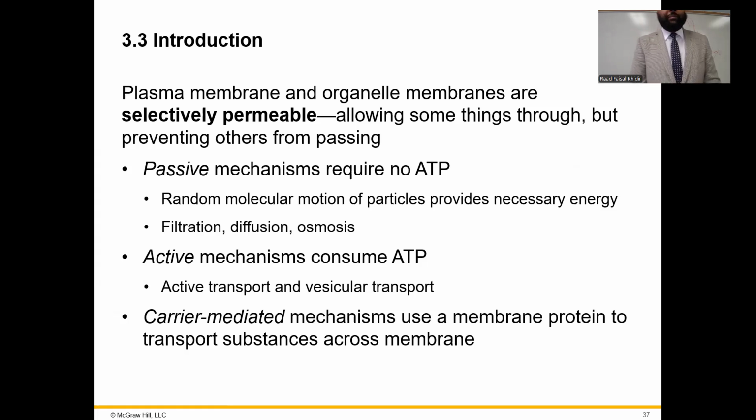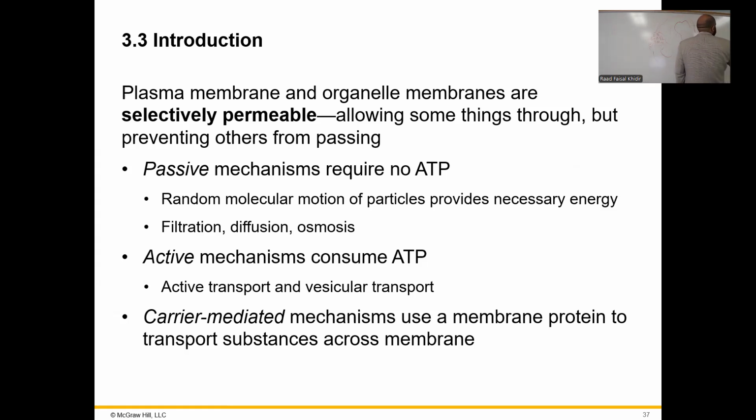Then there's active mechanism. Now, active mechanism is not based on hydrostatic pressure. It is not based on kinetic energy, molecules bumping into each other. And it is not based on water movement from an area of a lower solute concentration to an area of a higher solute concentration. We're not talking about that. We need a special type of energy. Secondary active transport is dependent on energy in the form of chemical energy, ATP. So that is used for an uphill gradient.